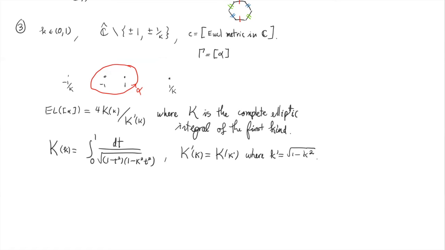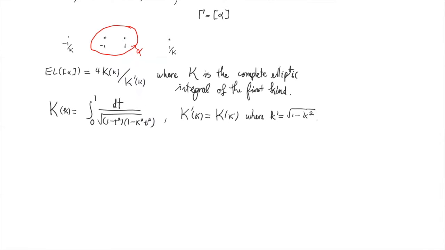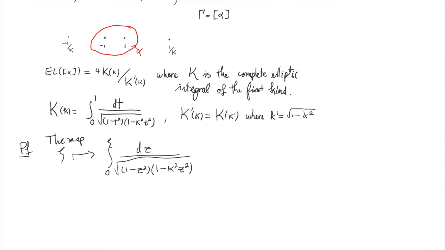Okay, so let's try to unpack this. So why is this true, or a proof, let's say, of this? The idea is to consider the map, given zeta in the complement of these 4 points in the plane, that sends zeta to the integral from 0 to zeta of the complex integral now dz over the square root of 1 minus z squared times 1 minus k squared z squared. There are some issues here. First of all, the square root is not well defined. It's well defined if I restrict myself to some simply connected set. And also the integral depends on the path, but if I restrict to a simply connected set, then it doesn't matter.